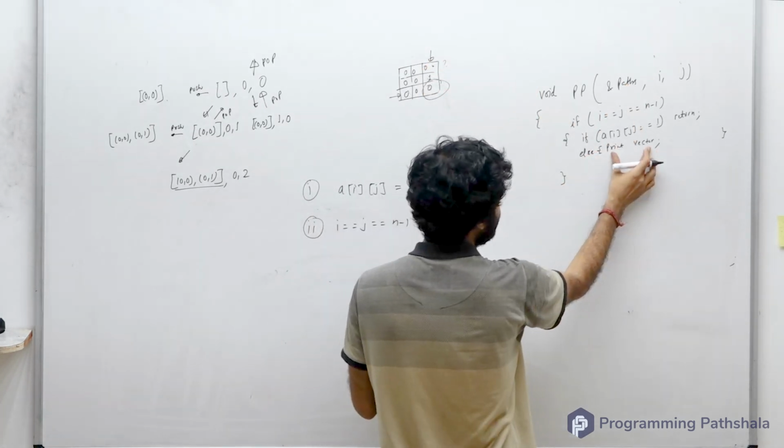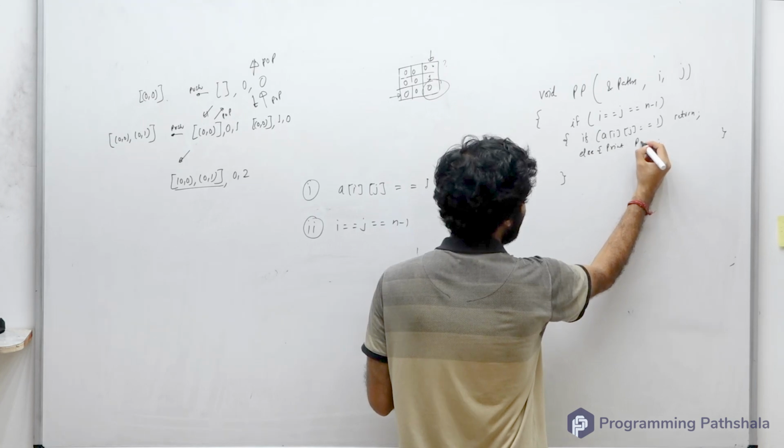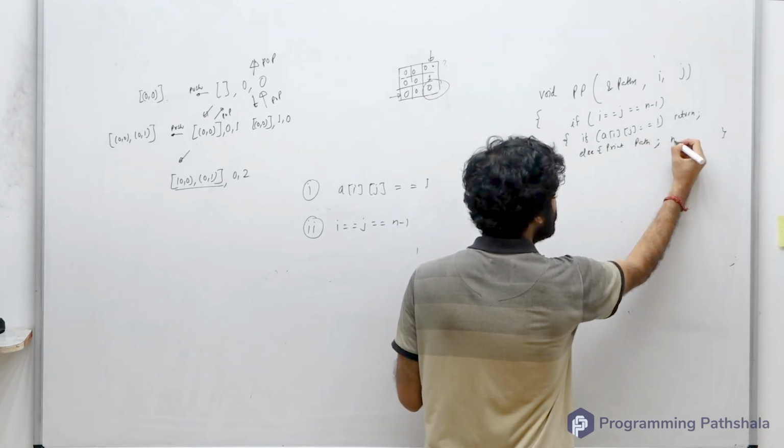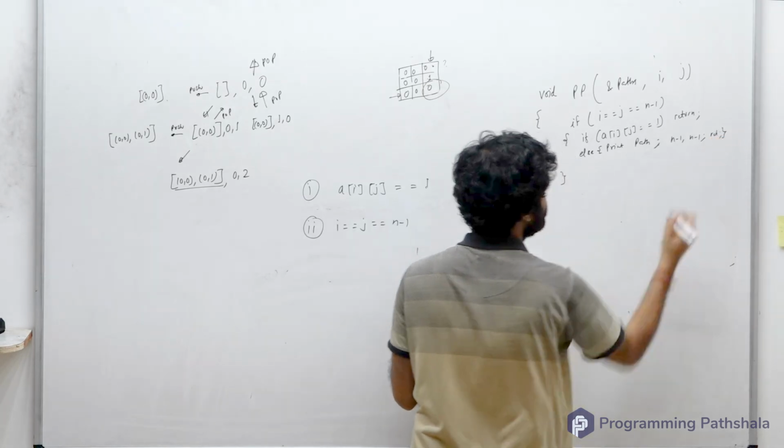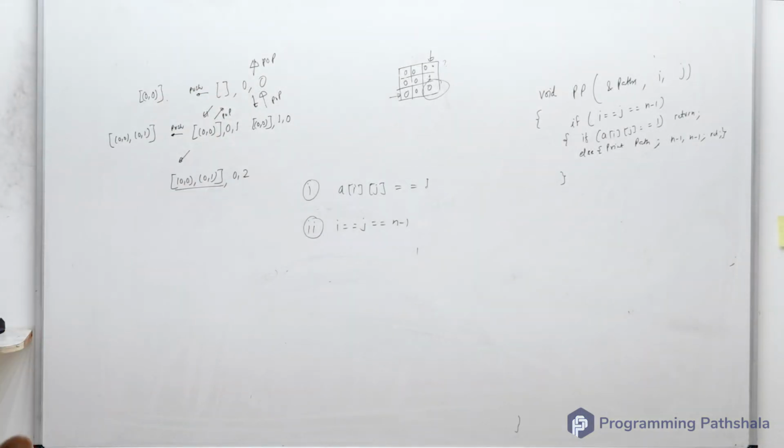So you can print that vector, you can print that paths, and after printing it, you can print two more values, which is n minus 1, and after that you can return. Okay, what can be other termination condition?